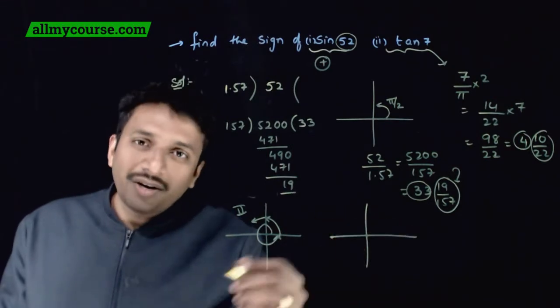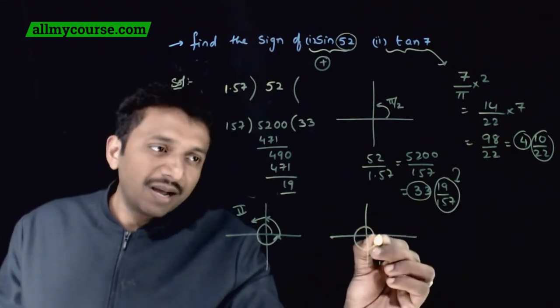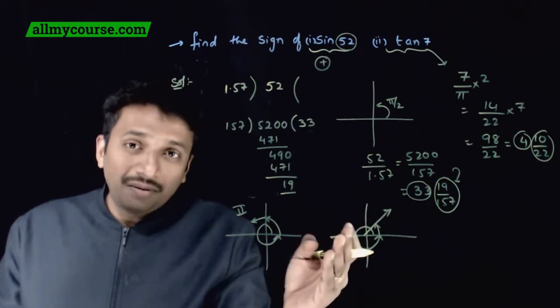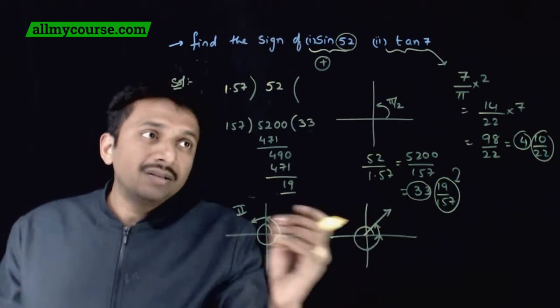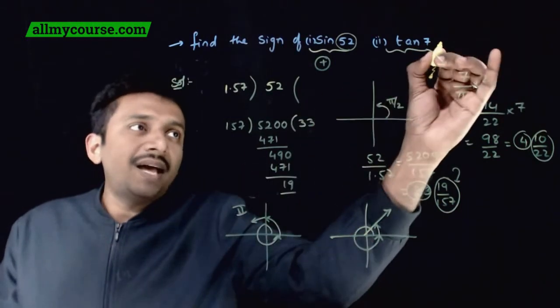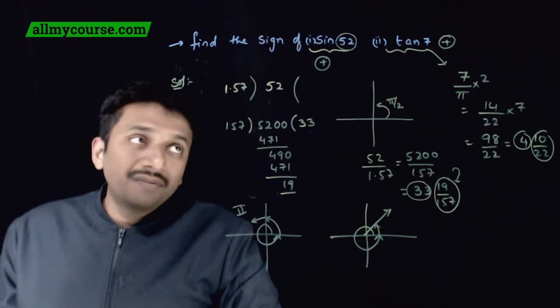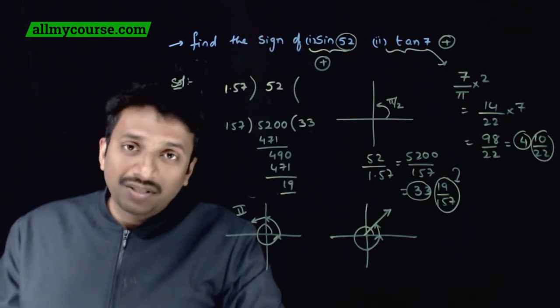So which quadrant do you end up in? 4 right angles make a complete rotation, plus a fractional right angle. So obviously you get an angle in the first quadrant. In the first quadrant the value of tan is positive. Hence sin 52 is positive as well as tan 7 is positive.